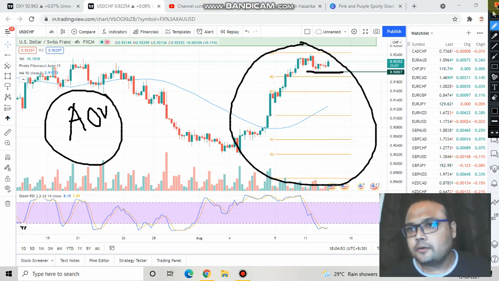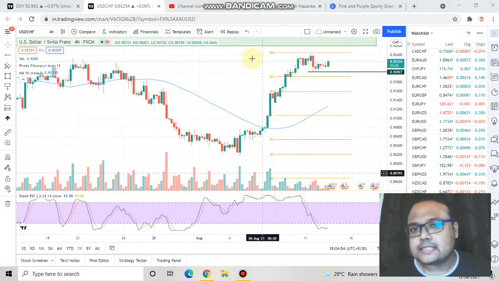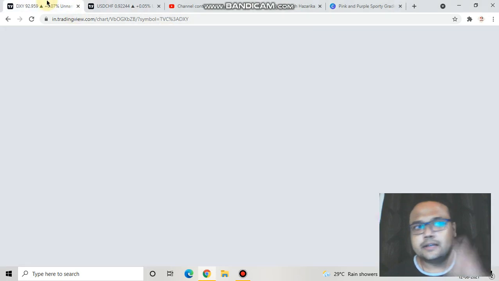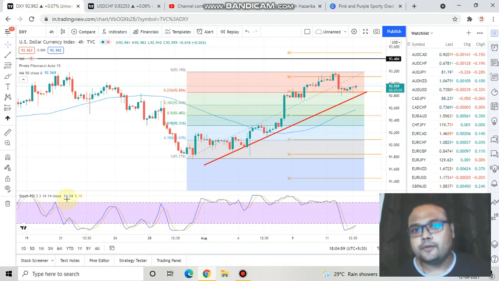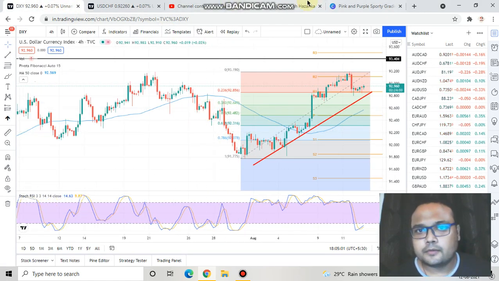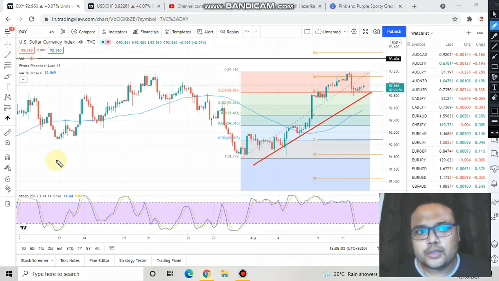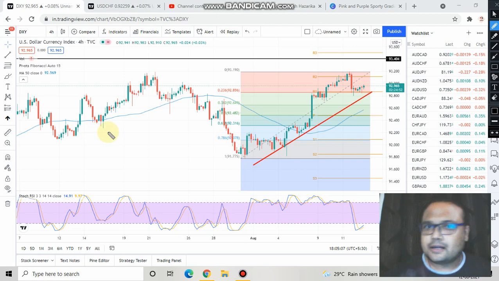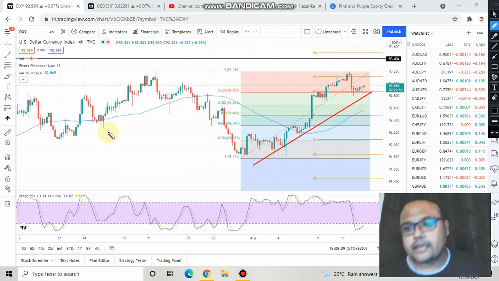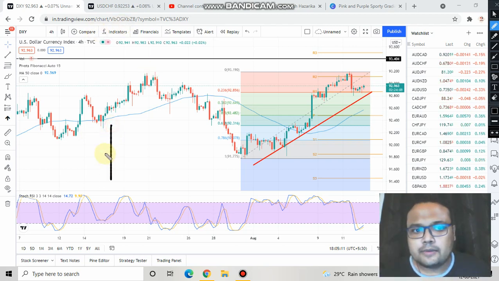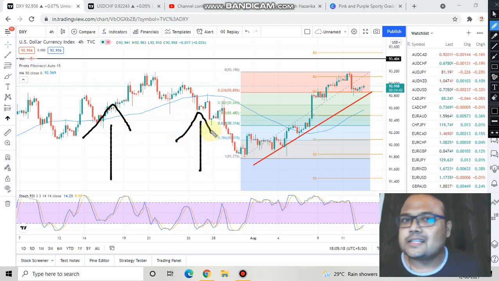To understand this chart, we must understand the chart of DXY, because DXY, or the US dollar, has a direct impact on the Forex market and currency pairs like USD CHF and USD CAD. Always remember, if the US dollar starts going up, then USD CHF or USD CAD starts going up, and currencies like Euro and GBP start going down.